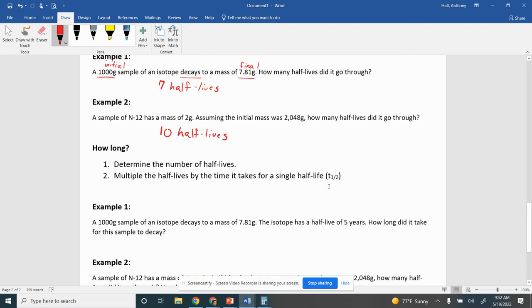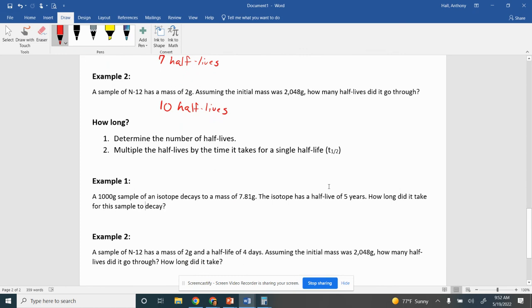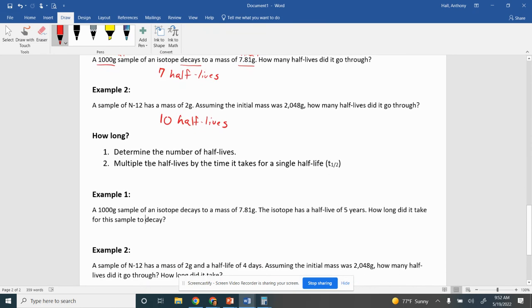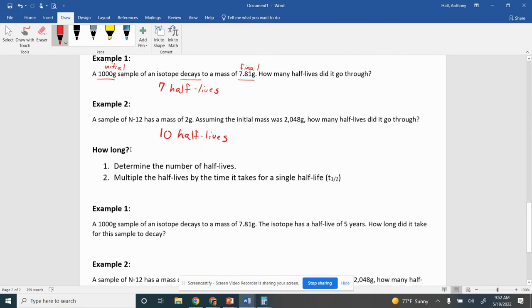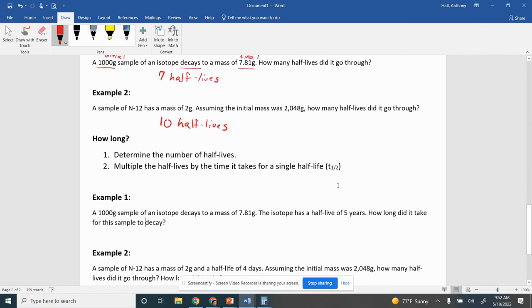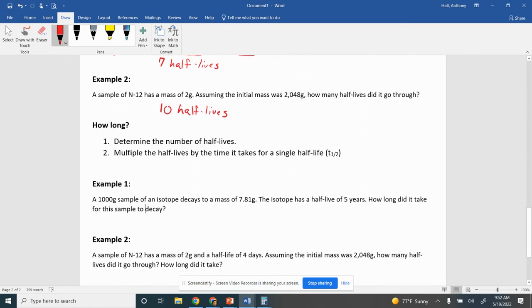Okay, and for the last one, this is the hardest one. But it's really only one step further than what we just did. So in this case, if I wanted to know how long it took for all of this to happen, let's look at it. First, you have to figure out how many half-lives there were, just like we did in the previous section. So you just divide by 2 until you figure out the half-lives. Then, once you know that, I need to fix that. That should be multiply the half-lives by the time it takes for a single half-life.